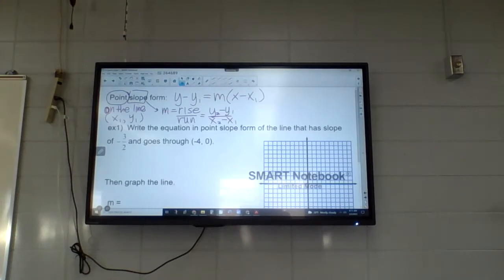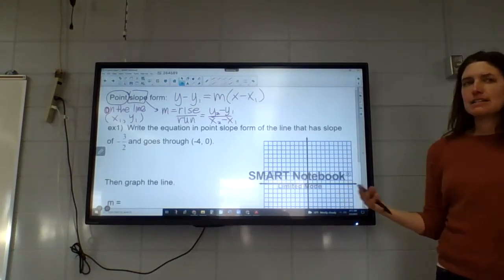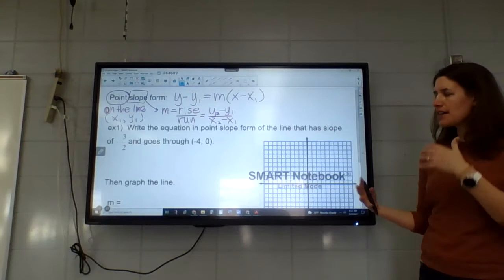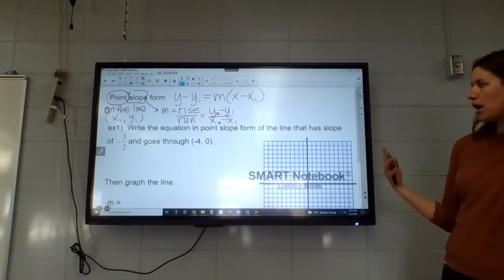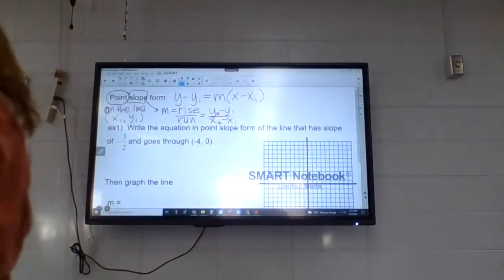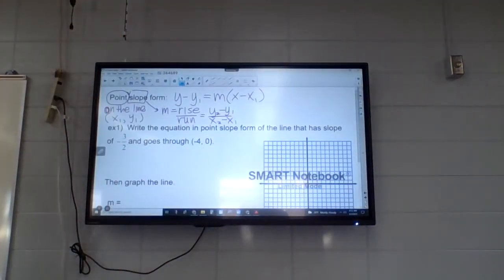Now the point on the line is not a very important point other than it just happens to be one of our points. It's not like a y-intercept that is really useful all the time. So just so you guys know, point slope form, probably not as user-friendly, but I just want to mention it so we're comfortable with it as well.